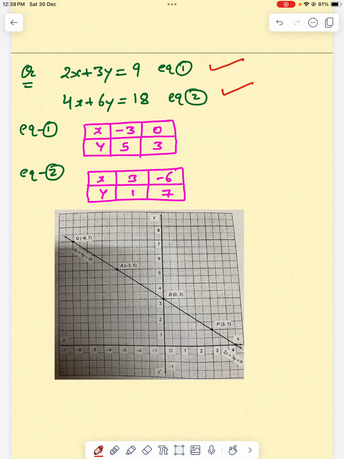Since for equation 1 I assumed the value of x is equal to minus 3, if you put the value of x as minus 3 here, you will get y is 5. Similarly, if you put the value of x in the first equation as 0, you will get y is equal to 3. Similarly, for equation 2, if you assume the value of x is equal to 3, you will get y is equal to 1, right?